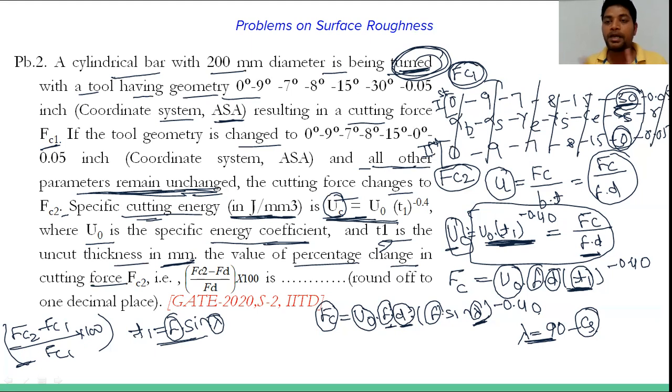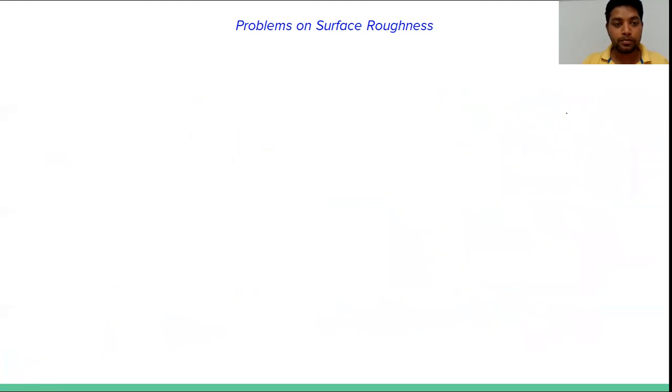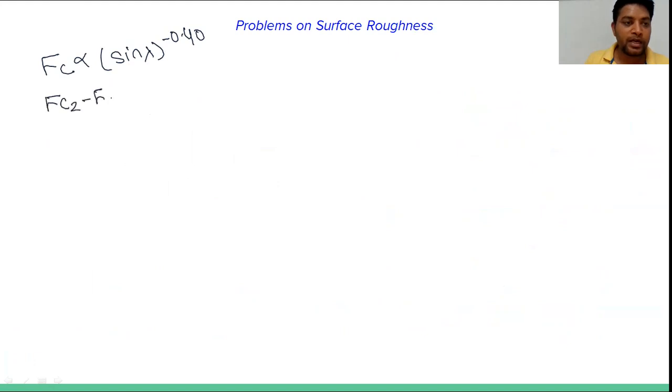If cs were also constant, then the value of Fc, the percentage change we calculate, would be 100%. But from this equation, Fc is completely dependent on the value of lambda only. So let's proceed with this question. Fc will be directly proportional to sine lambda raised to minus 0.40. We have eliminated all the other things, because now we are going to find out the relationship, meaning the ratio, so that will again cancel out. So we need to find Fc2 minus Fc1 upon Fc1, into 100.